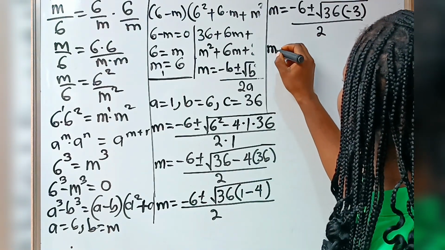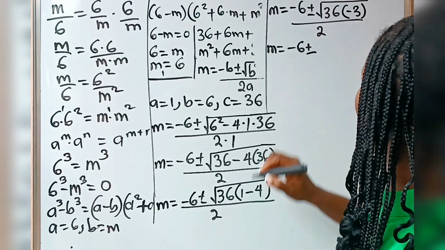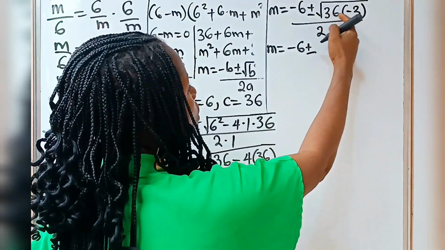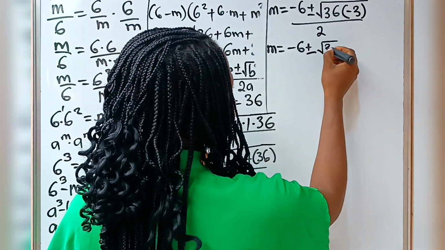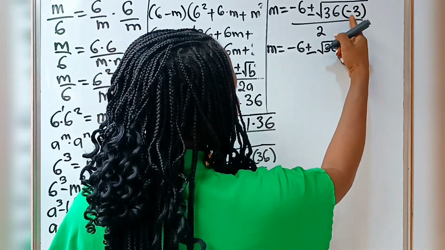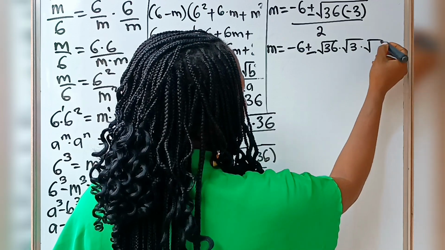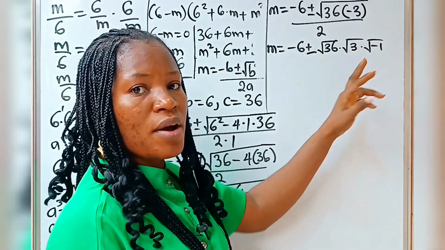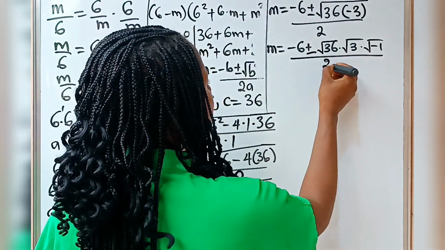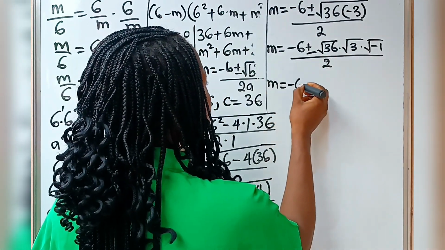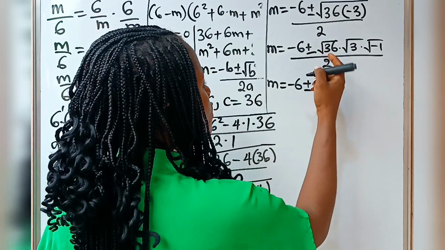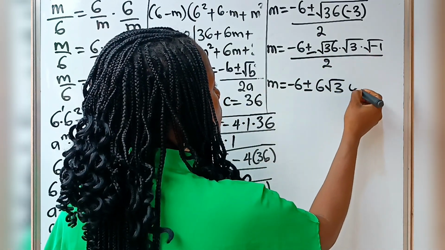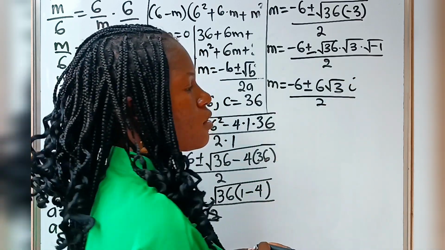So what we have is m is equal to -6 plus or minus. So we can actually open these brackets. Okay, so if we open this, we have root 36 multiplied by -3 is same thing as root 3 multiplied by root -1, right? Yes, root -3 is same thing as root 3 multiplied by root -1. Everything divided by 2. So our m is -6 plus or minus. Now square root of 36 will give us 6. So we have root 3, and square root of -1 is i, divided by 2.